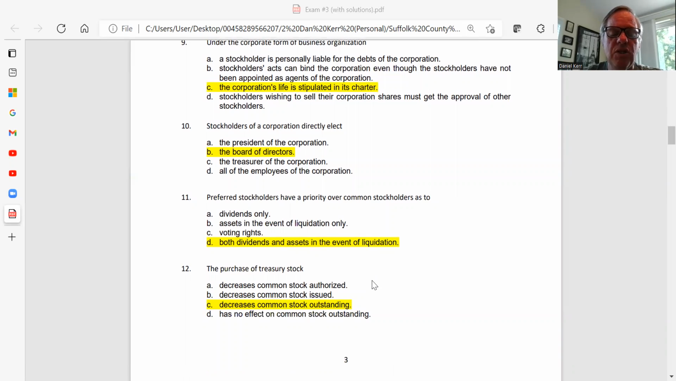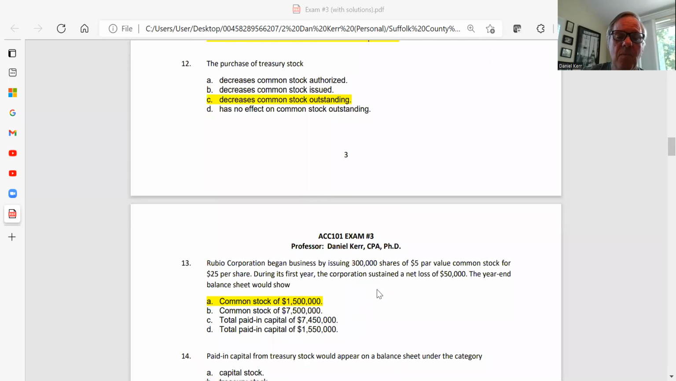12, the purchase of treasury stock. So what does the treasury stock do? Well, in the corporate charter, they'll tell you how many shares the company is allowed to sell. On the balance sheet, they'll tell you how many of those shares that they were authorized to sell they actually sold. Those would be the shares issued. The number of shares outstanding are those shares that are currently held by stockholders. So when you buy treasury stock, essentially you buy back some of that outstanding stock, and the company holds on to it. So the answer to 12 is that a purchase of treasury stock would decrease the common shares outstanding.